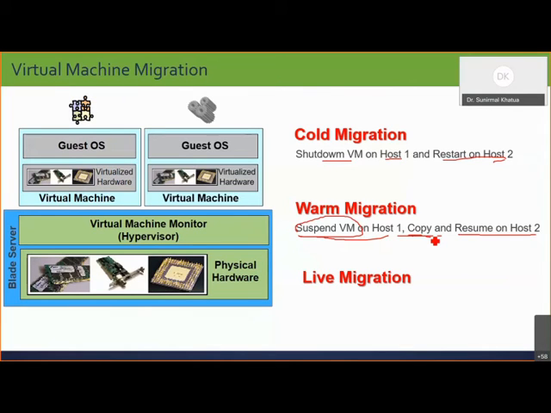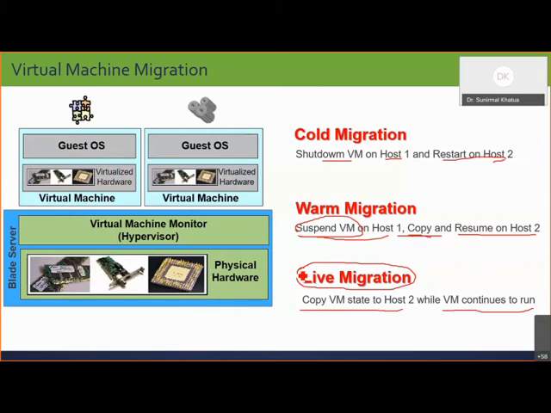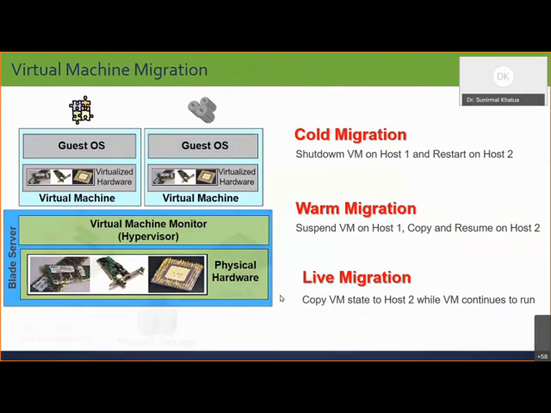So that is sometimes reduced by live migration. What happens in live migration? While we are copying the VM state to host 2, the VM still continues to run. So the downtime is reduced drastically. So live migration has lots of interest among the researchers and the community who are using the cloud platform. Now I will discuss how we can implement live migration in a cloud platform. Let us look at how we can implement the live migration part.